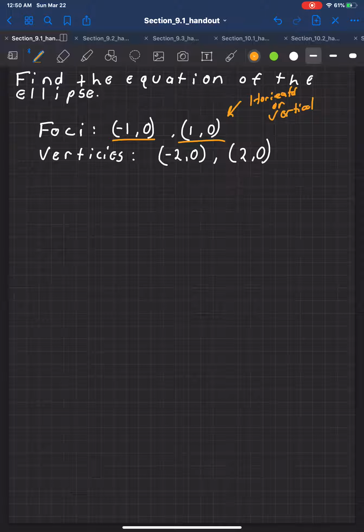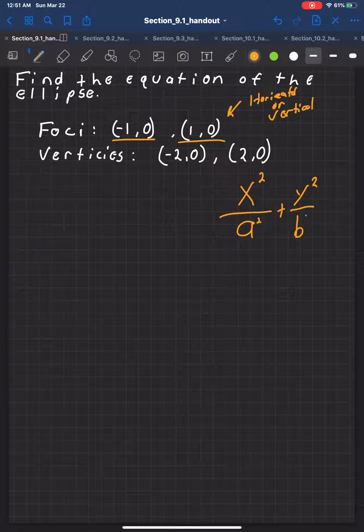Let me go ahead and write the equation for a horizontal ellipse. So the equation is x squared over a squared plus y squared over b squared is equal to 1. Now, look at the vertices that you were given in this problem. Let's try to figure out if those vertices are on the major axis or on the minor axis. So think about it for a second.